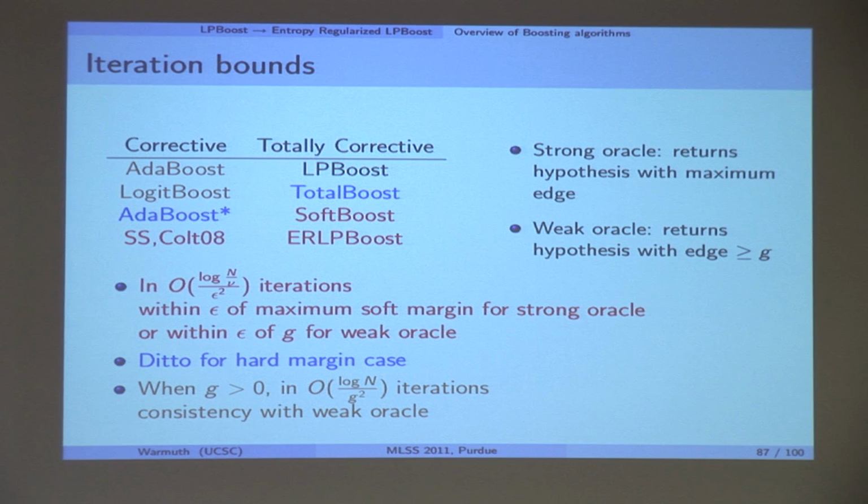OK? And these only work for the hard margin case. These work for the soft margin case, with slack variables, you see. These work for the hard margin case. And then this one here, they only designed to get consistency. So if your weak learner returns something with guarantee bigger than 0, then after this many iterations, you get consistency. So we got smarter and smarter. Initially, we only were interested in consistency. Then we wanted hard margins. And then we wanted soft margins. OK? Bias we don't have yet.